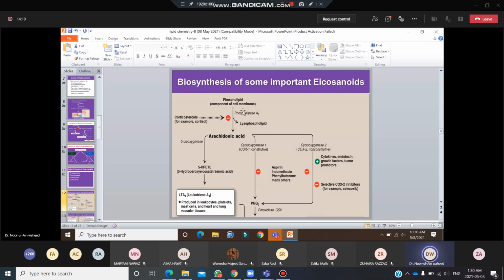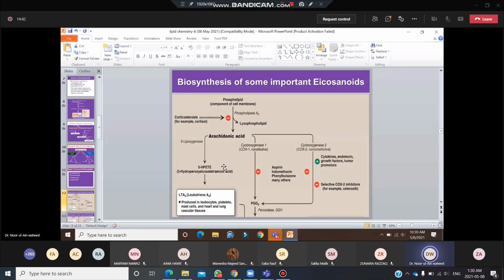Same thing, phospholipase A2 action. This phospholipid, by the action of phospholipase A2, is degraded into arachidonic acid, and the remaining phospholipid is lysophospholipid, that is deficient in one fatty acid. The fatty acid in this case is arachidonic acid.